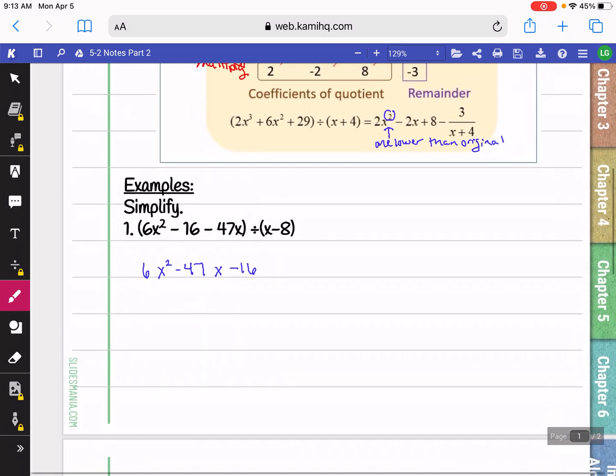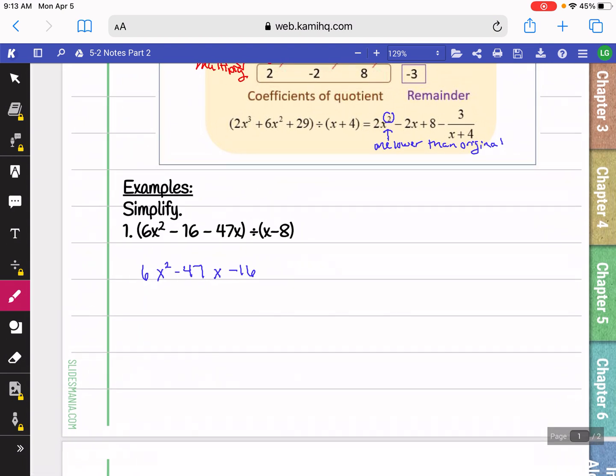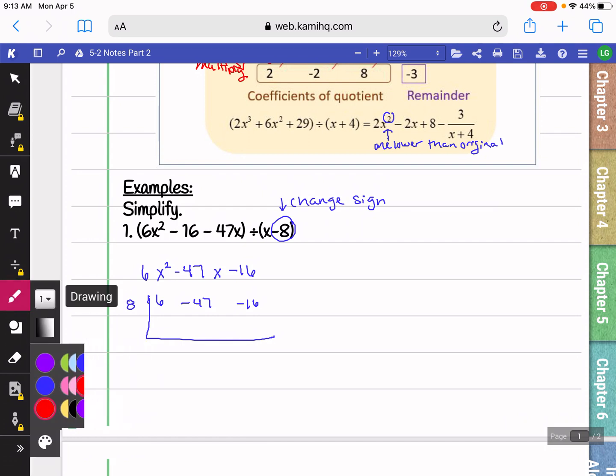So now what I'm going to do is I'm going to set up my synthetic division. I'm going to do my L, and I'm going to put those coefficients inside. On the outside, I'm going to take this negative 8, and I'm going to change the sign. So when I write it over here, it's a positive 8. Now I'm ready to start dividing.